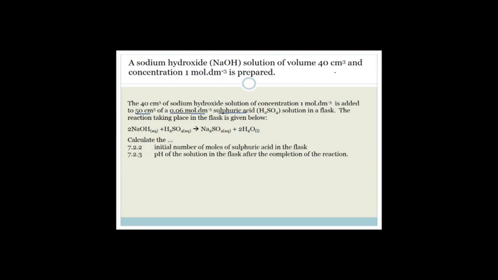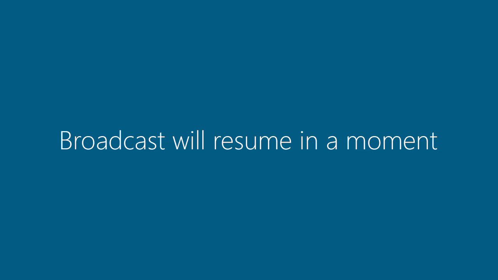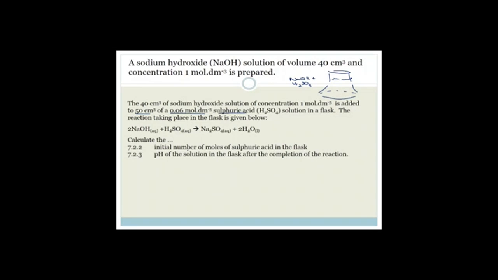Okay, so we've got a flask, and I'm drawing very vaguely an Erlenmeyer flask. In your flask, you've got some sodium hydroxide and you've got some sulfuric acid. This is an acid and that's a base, so you should form a salt and water, which we do. Awesome. Now it says, calculate the initial number of moles.